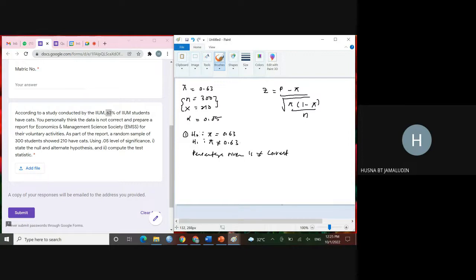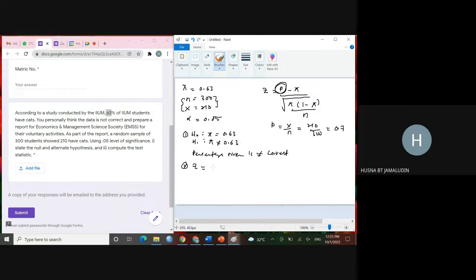Okay, so it's clear. Second, compute the test statistic, right? So you are using z. How to compute this p? p equals x divided by n. Your x is 210, your n is 300. So what do you get by doing that? Do you have your calculator with you? 210 divided by 300, you should get 0.7.